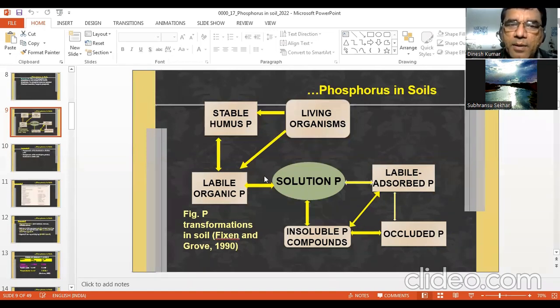And then labile organic phosphorus. Labile organic phosphorus comes from stable humus. Sometimes humus also breaks down, and whatever phosphorus is there is released slowly, and then it becomes labile organic phosphorus going to the soil solution. So these are the different forms and very simple transformations of phosphorus in soil.